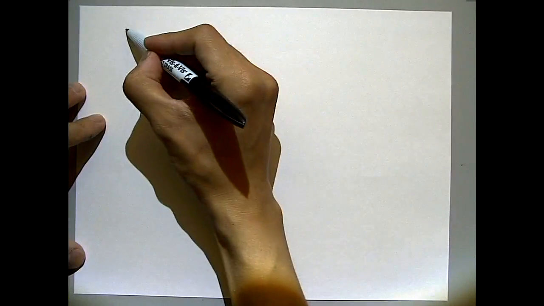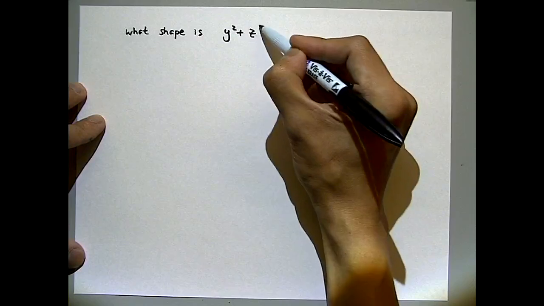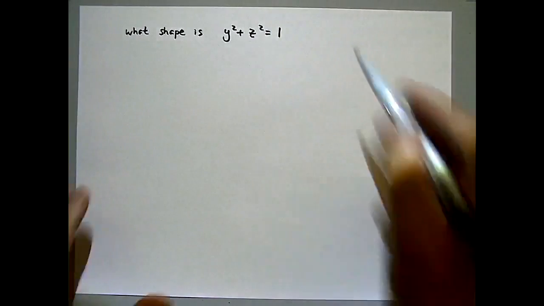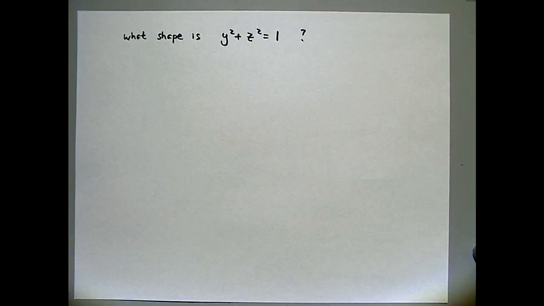All right, one more example of this thing here. Let's think about this. What shape is y squared plus z squared equal to 1? What do you think? It's a pipe. Yeah, it's a pipe. It's a circular cylinder, right?